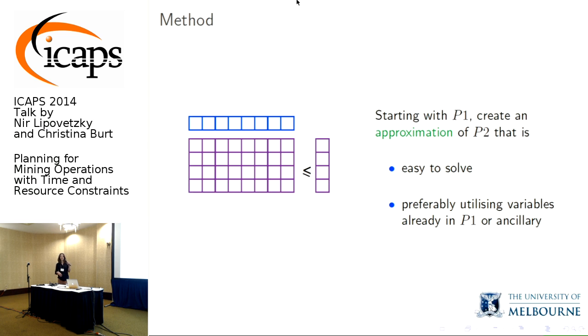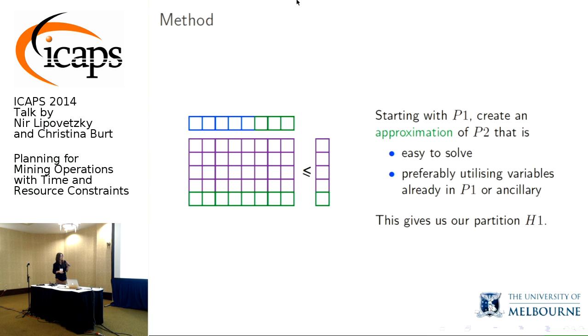Okay, so the method again in pictures. We start with our first partition, which is just the allocation and blending problem. We want to create an approximation that's easy to solve, and in mixed integer programming, this means not adding very complex constraints, but it can also mean not adding new variables. So we try to represent the approximation with variables that are already in the first partition. So we add this approximation to the first partition.